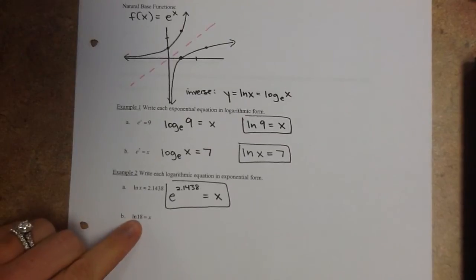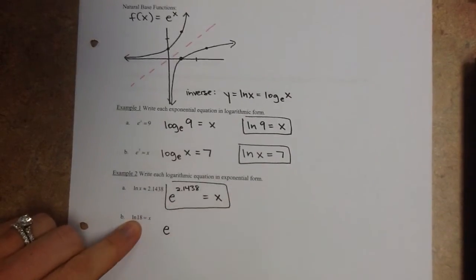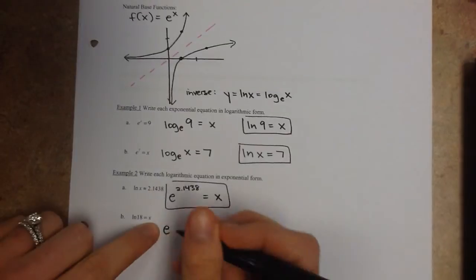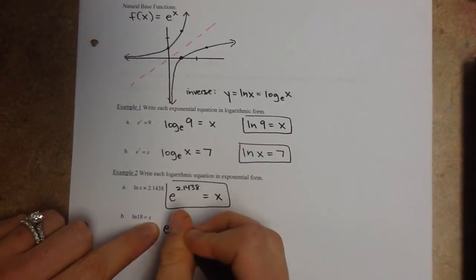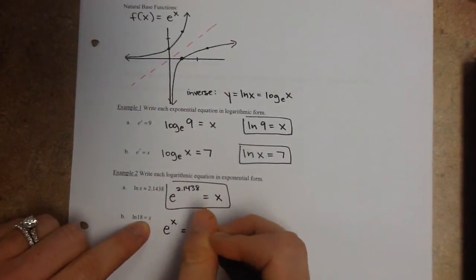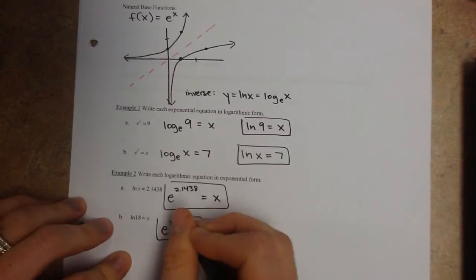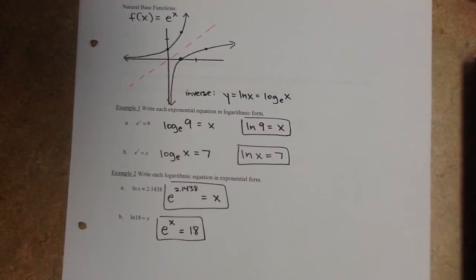Okay, so one more here. Remember, natural log is log base e, so we start with the base e, raise it to this number on the other side, and then set it equal to whatever is on the inside of your log function. Okay, so just your run-of-the-mill conversion between log form and exponential form and vice versa.